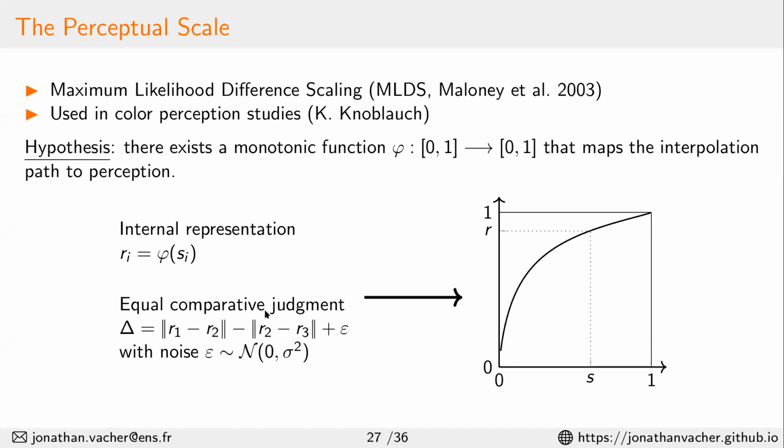And the way you compute this function is through comparing. So this is the assumption of equal comparative judgments, which means that when you compare two stimuli, in your perceptual space, you will compare the difference of the difference between two stimuli. And these differences are assumed to be corrupted by a noise with constant variance. So we'll see what it means in other terms later.